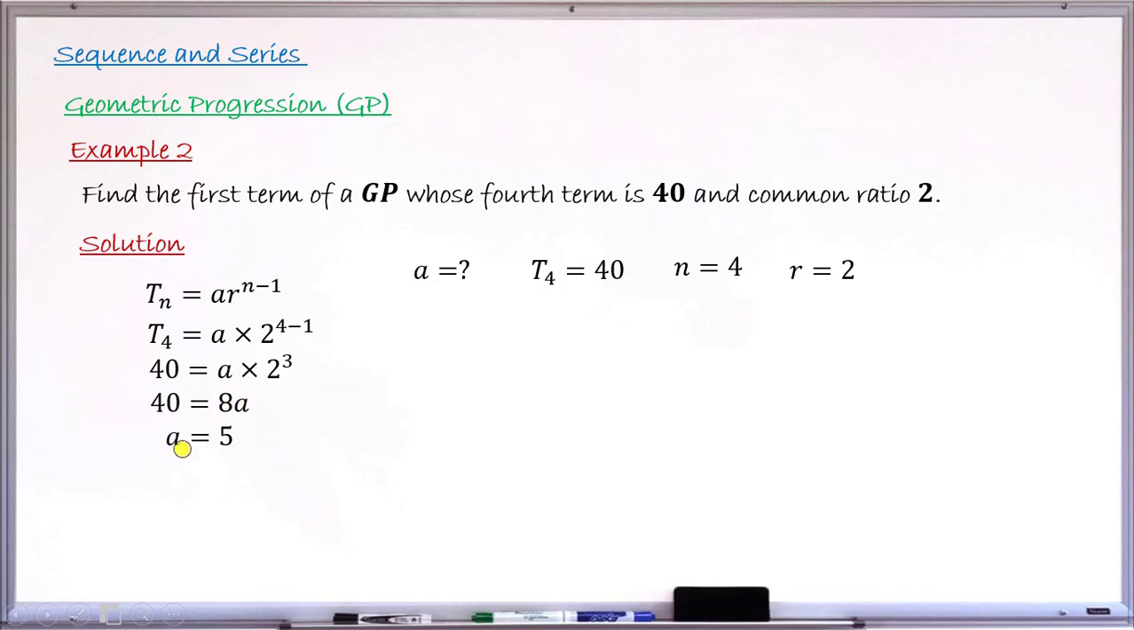So after division of 40 by 8 gives you 5. So your very first term of this GP is now going to be 5. So let's just move and take another example.